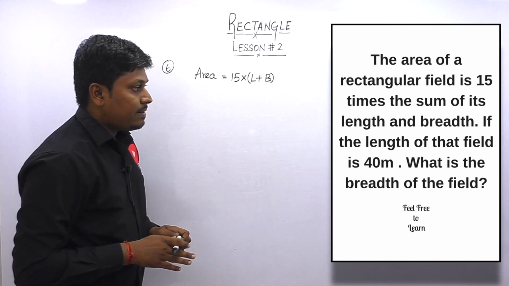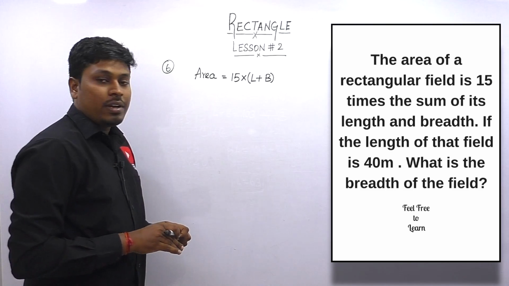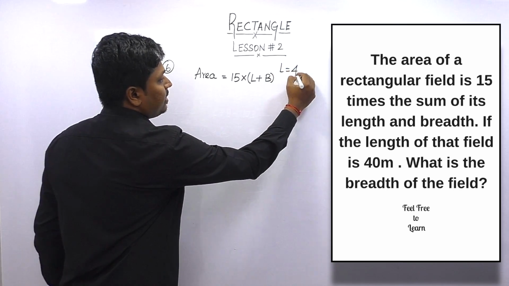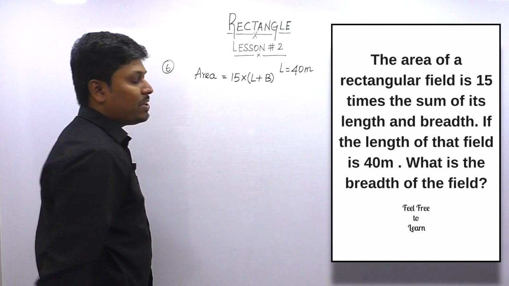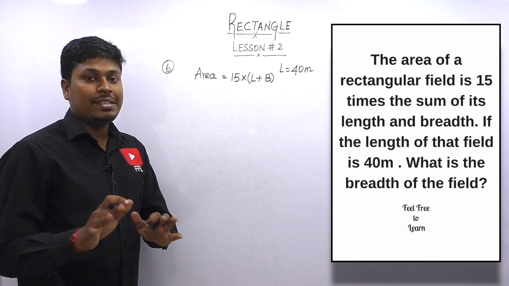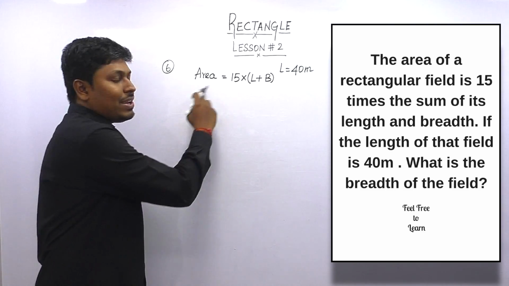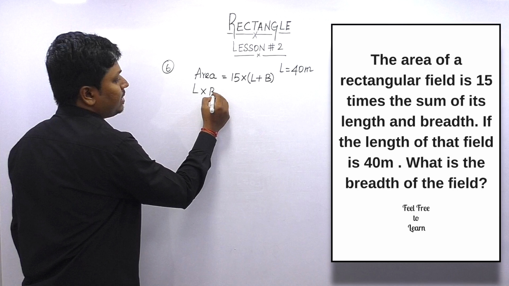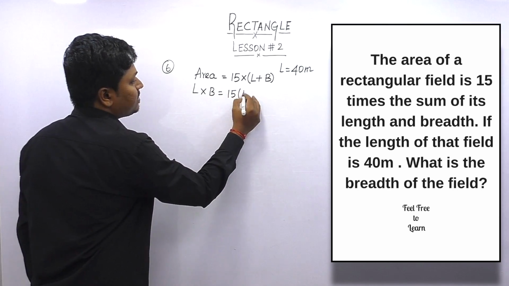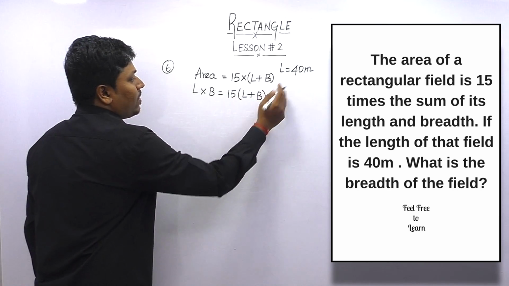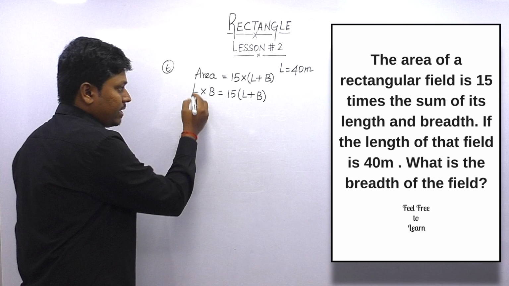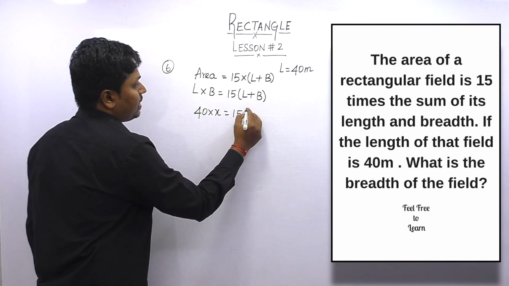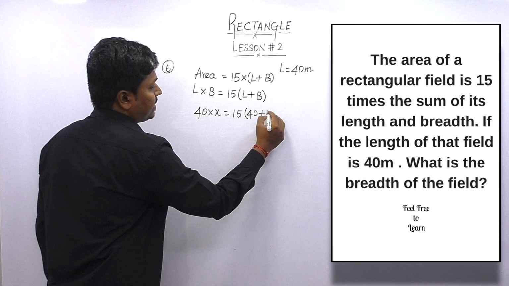And the second line, if the length of the field is 40 meter, so length is directly given, right? So the length of the field is 40 meter, then what is the breadth? So by using this data, our target is to find the breadth. So listen here, we know the area of a rectangle. What is the area of a rectangle? Length into breadth. So length into breadth is equal to 15 times of L plus B, and we already know that the value of L is 40. So substitute here and keep breadth as x, so 40x is equal to 15 into 40 plus x.